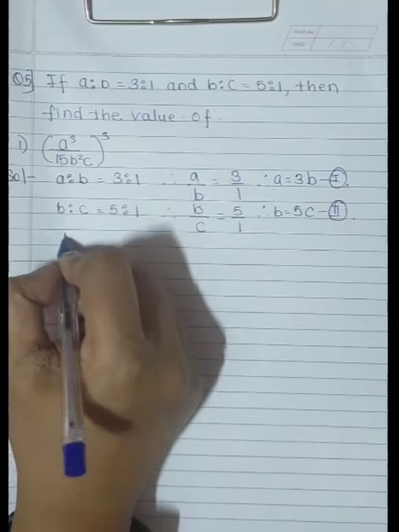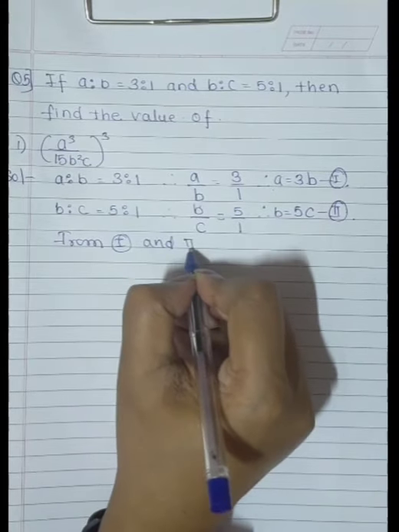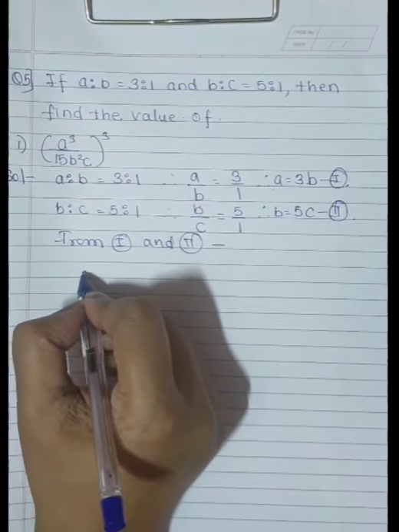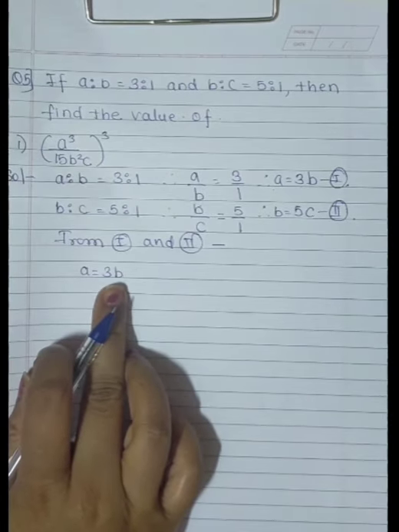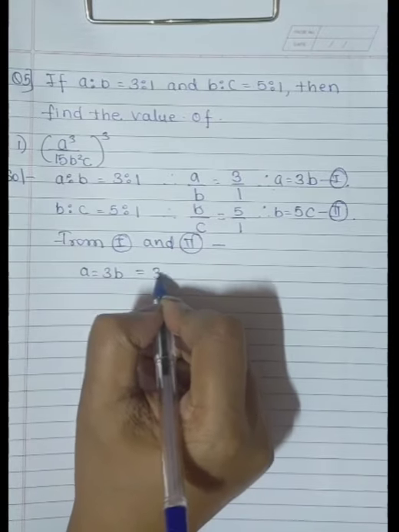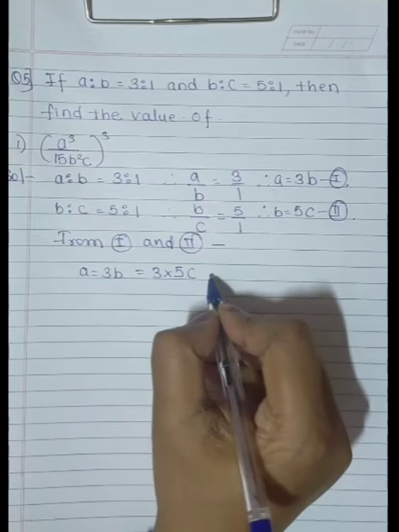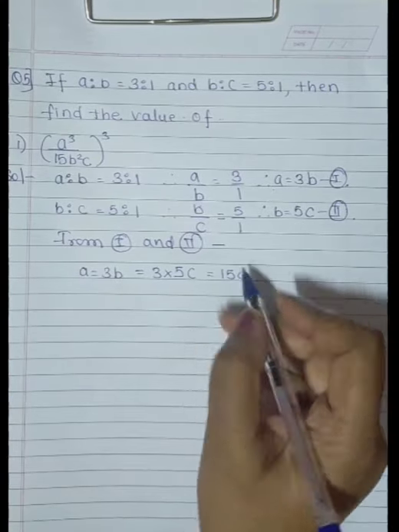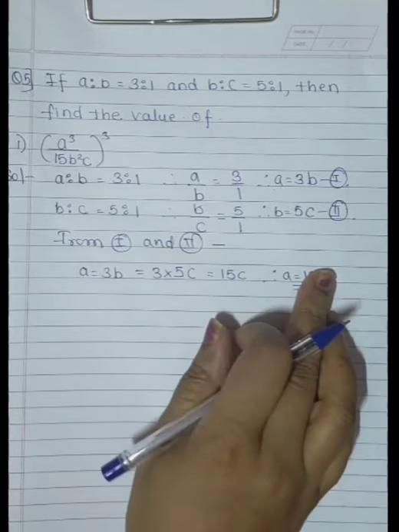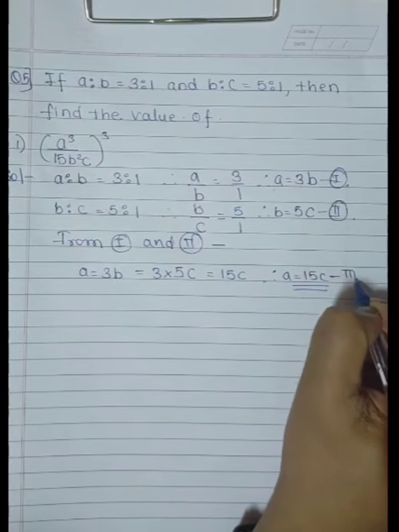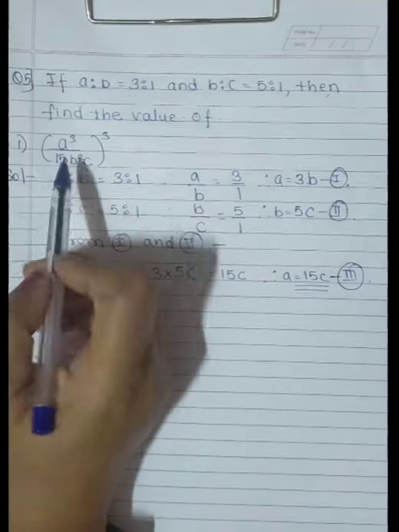Okay, now from the first and second given conditions, we'll get what? A is equal to 3B. Okay, so 3 into 3 into 5C, so we'll get 15C. We got A equal to 15C. Now this is our third condition. I hope you are understanding. The next step is, we have to solve this equation.